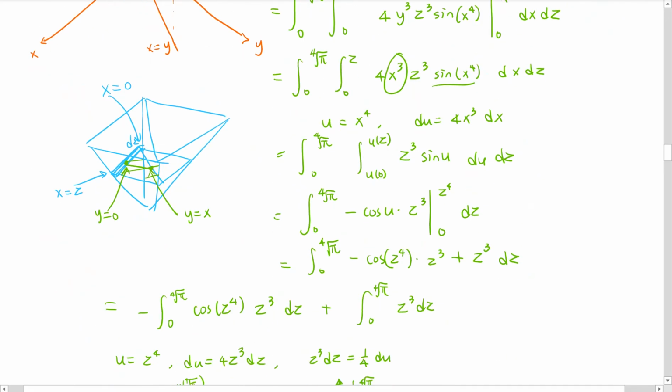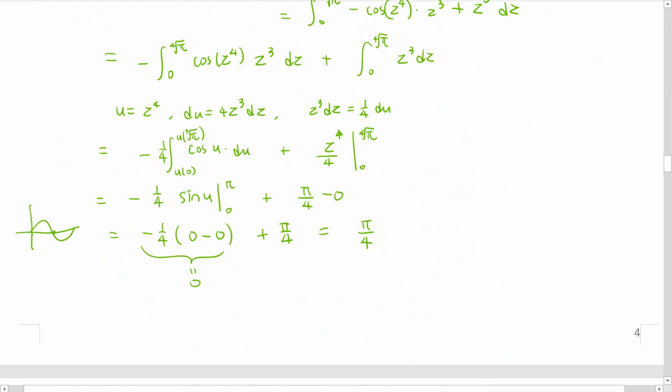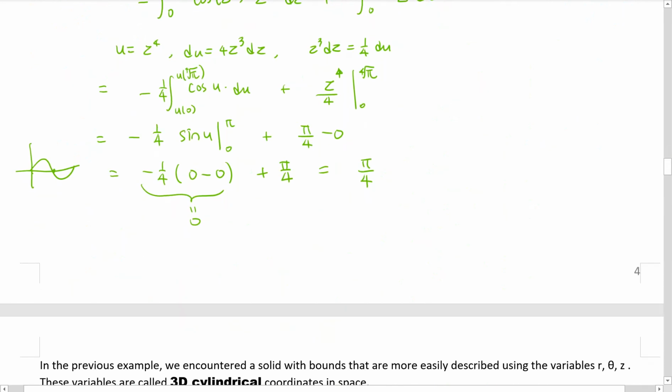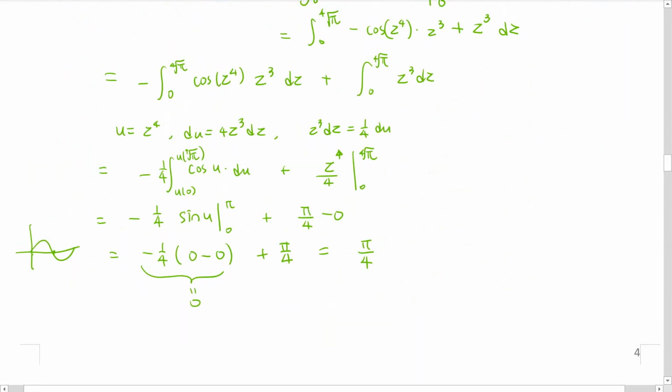Alright, let's continue in video part B. In video part B, what we're doing right now is triple integrals in Cartesian coordinates. So in the next video, I will introduce spherical coordinates and cylindrical coordinates.